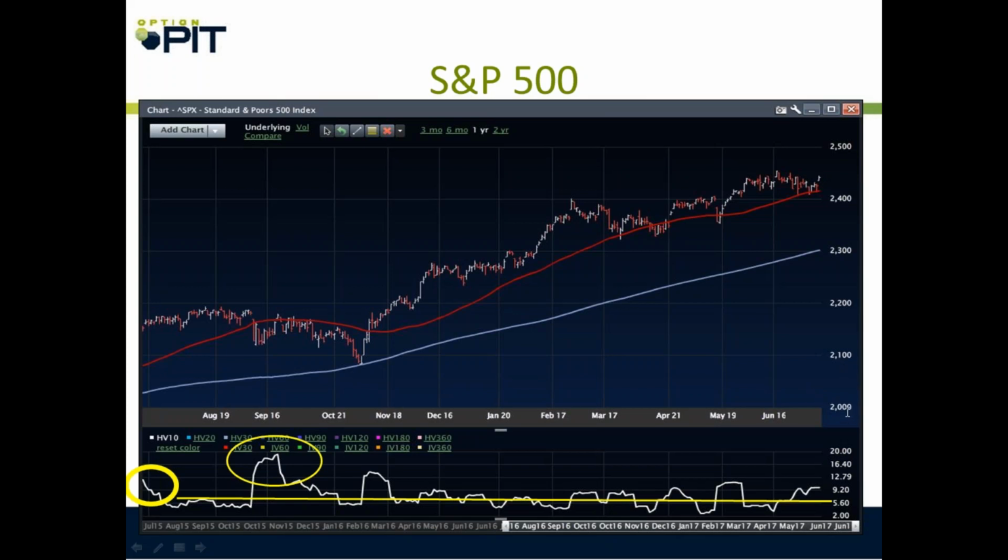Can you find HV on platforms like TOS? You can. HV isn't really meant to be predictive, but it's interesting the way that movement can actually be foretelling of what movement might be like. You can see right here, over this 10-day period, movement got up to like 17%.